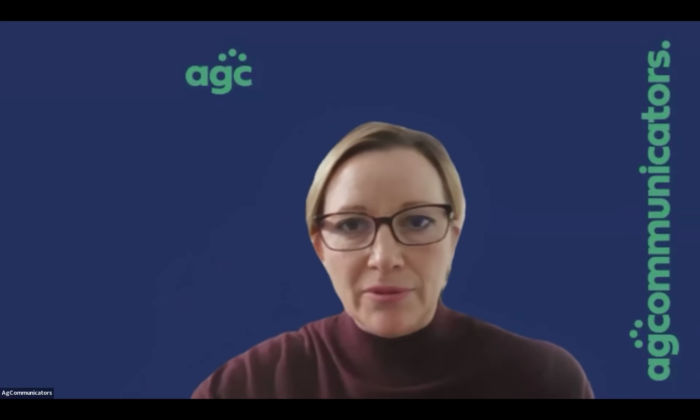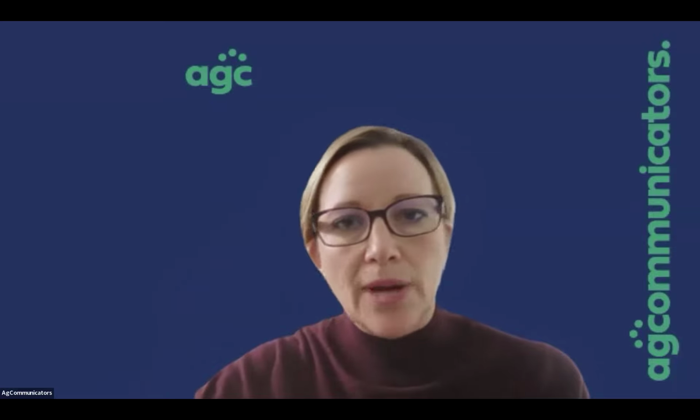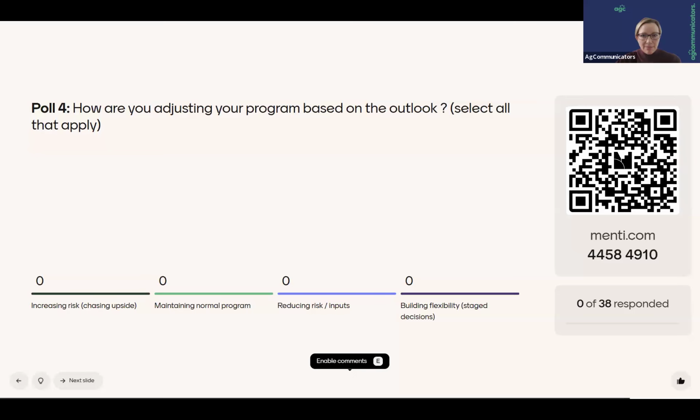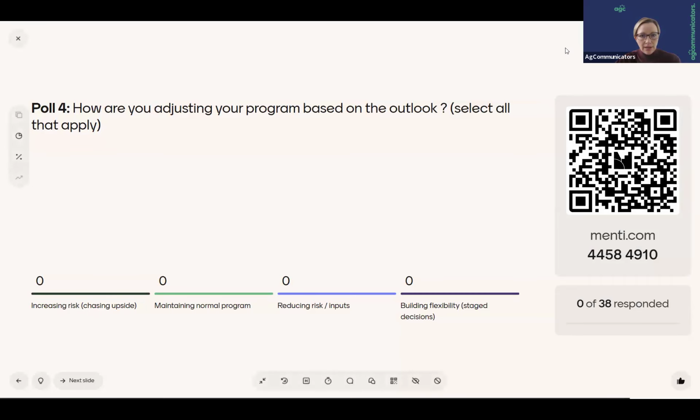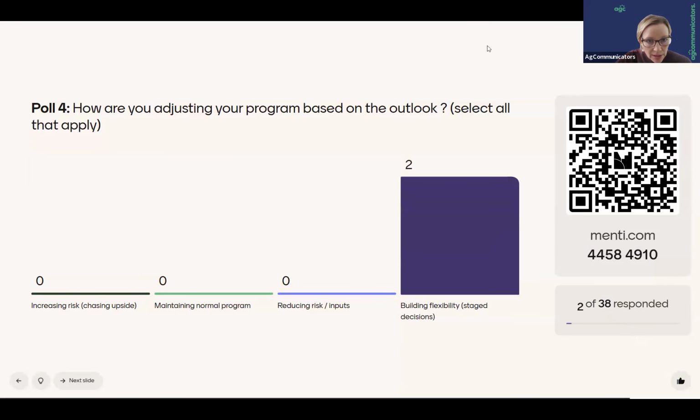All right, last area we will explore before our webinar ceases for today is on the seasonal outlook. Beck, please share our Mentimeter for the last session. And then I've got some questions which came through in the rego. That was, how are you adjusting your program based on the outlook? So there are a number of choices there: increasing risk, chasing upside, maintaining the normal program, reducing risks or inputs, or building flexibility, so staging decisions in. We'd love to hear from you there.